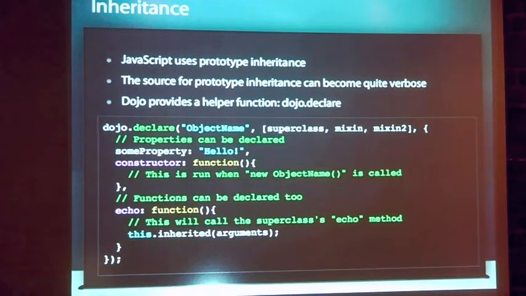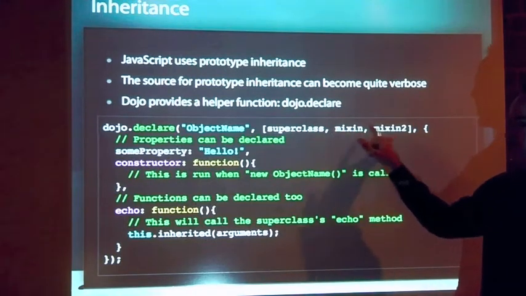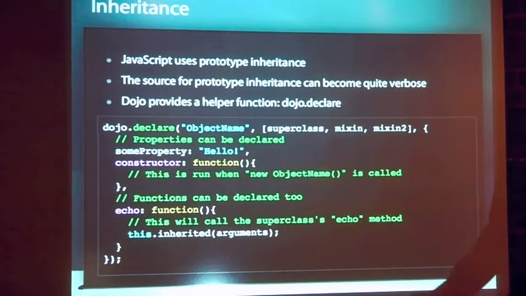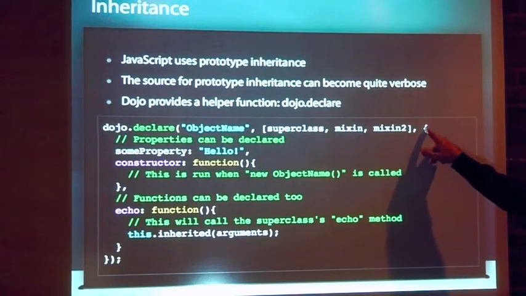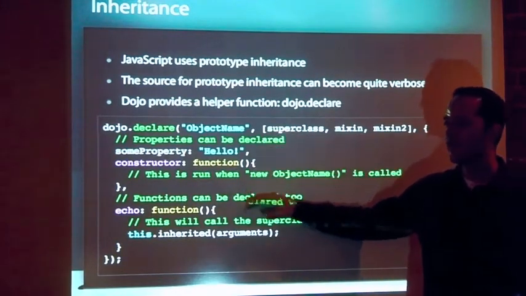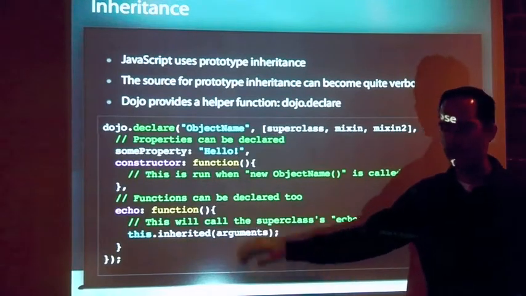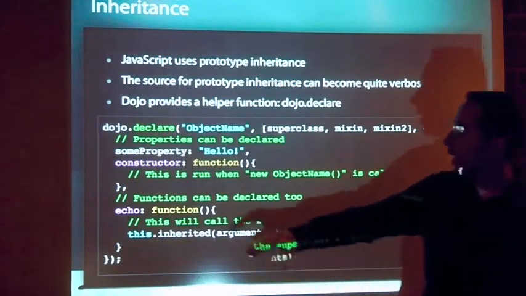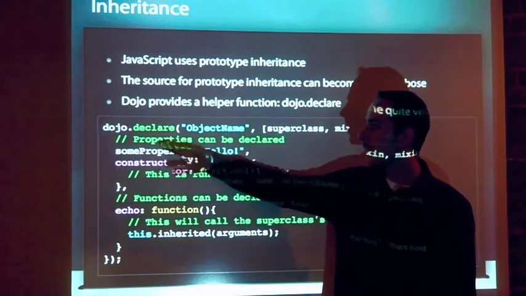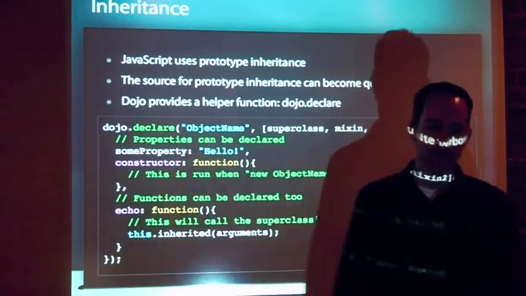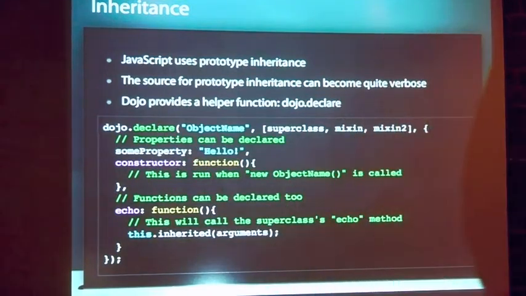If you don't want to inherit from anything, you can just put a null there. We do that quite a bit. We'll just put a null here and have our own class that doesn't inherit from anything. But then the last input here is an object. It's going to be all of your member properties and functions. You need to have a constructor function, because anytime you create a new instance of one of these things, that constructor is going to be called. Any questions about this? Pretty straightforward.